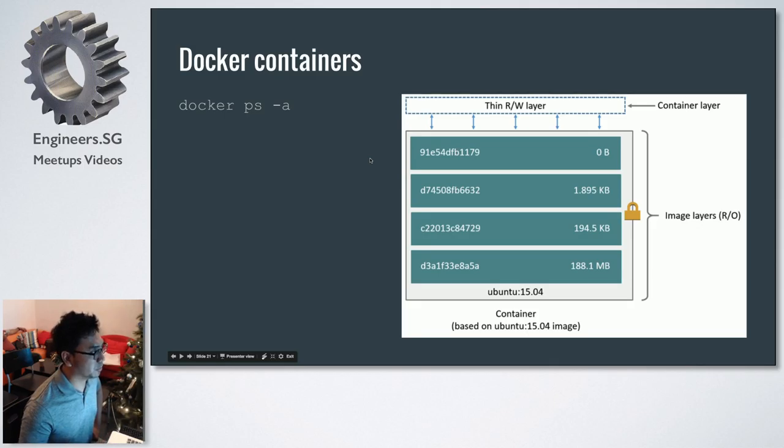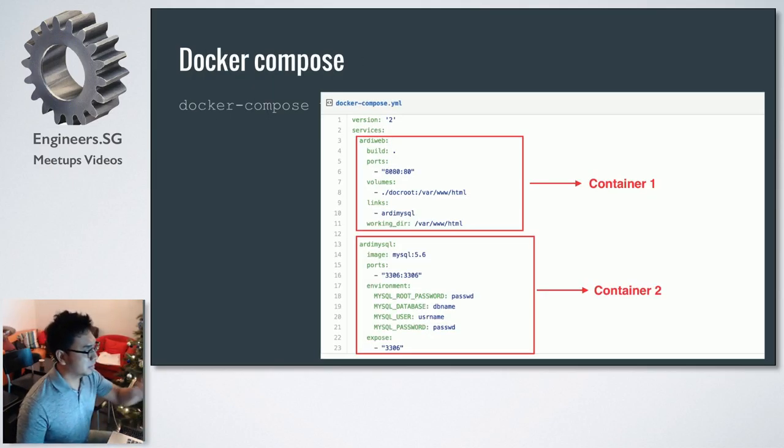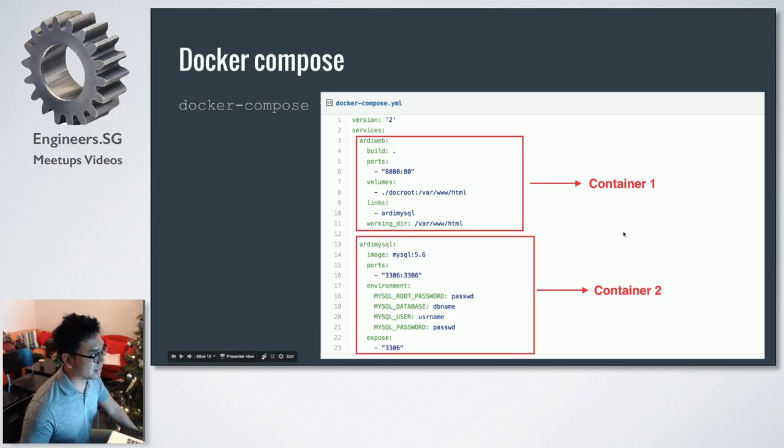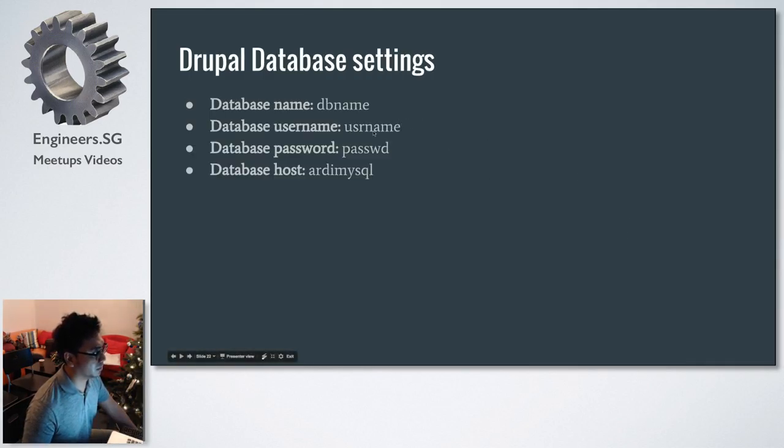Later on I will show you what the containers look like from the command line. Again, just to point out, since we are setting up like this using Docker, this is something you should take note of. When you install Drupal for the first time, there's information that you need to put in for the database. So these are the settings that you need to put into Drupal itself.